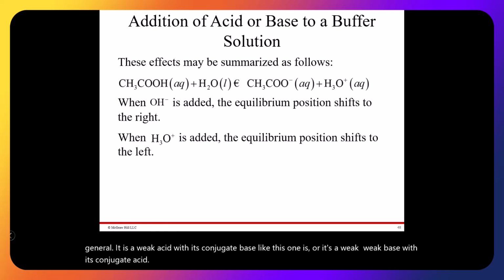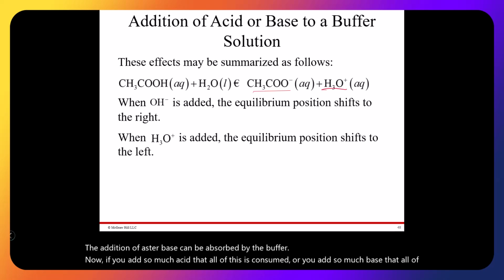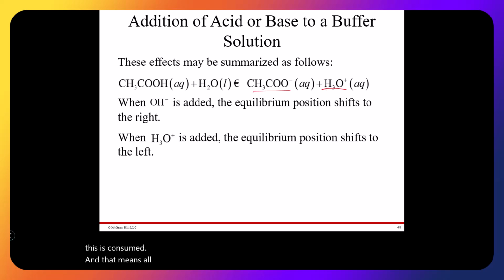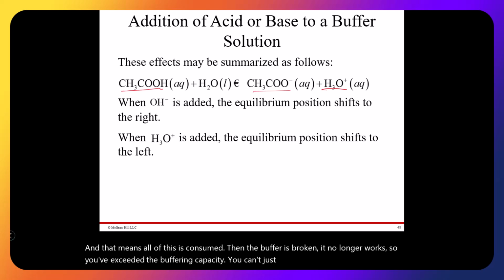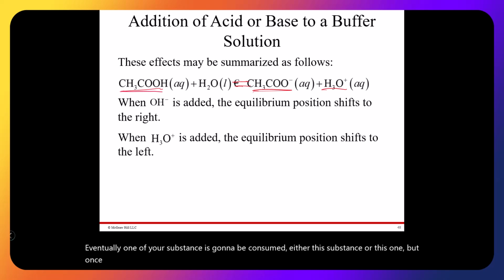All right. So the summary is that the addition of acid or base can be absorbed by the buffer. Now, if you add so much acid that all of this is consumed, or you add so much base that all of this is consumed, then the buffer is broken, it no longer works. So you've exceeded the buffering capacity. You can't just keep adding acid or base. Eventually, one of your substances is going to be consumed, either this substance or this one. But once they're consumed, the buffer stops working.